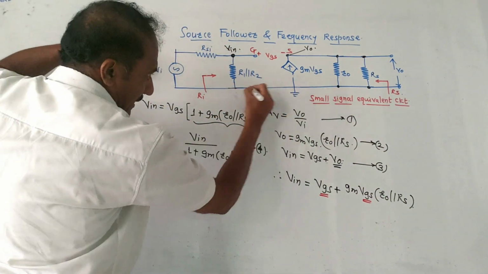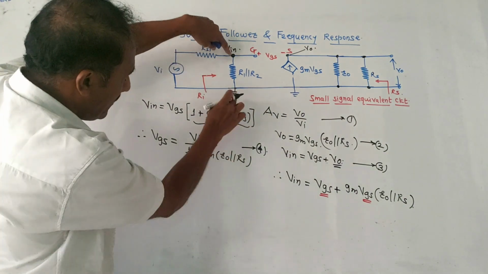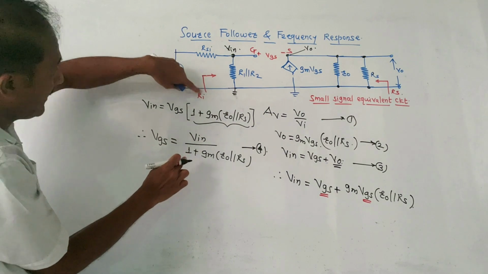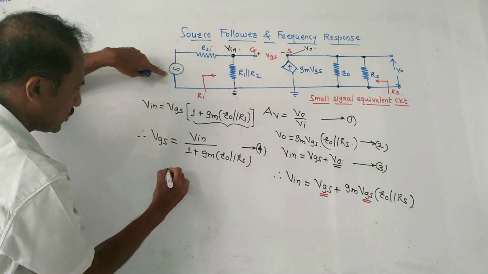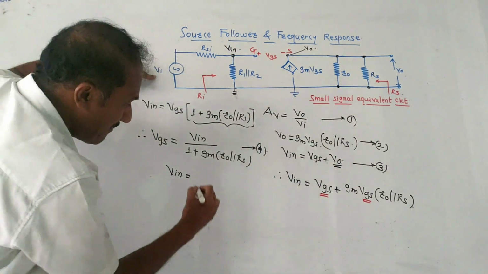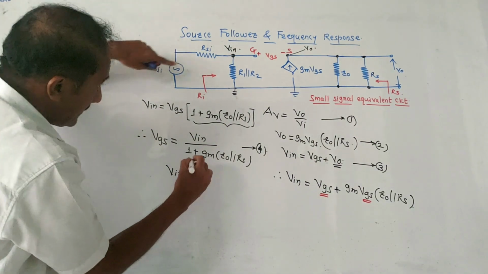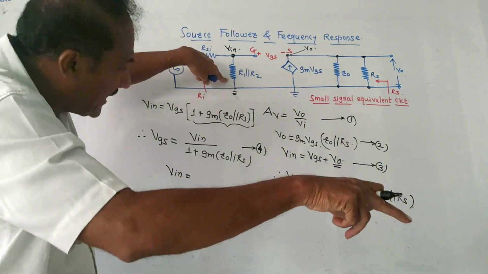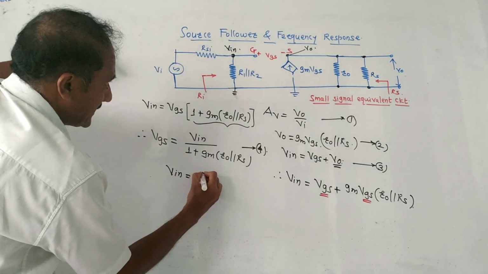ये पूरा ground terminal है तो यहाँ पे ground है. V in will be voltage drop across this, means V in will be voltage drop across RI. Supply voltage is VI, so I can write the equation as V in is equals to, what is the formula? Formula is this: V in is across this resistor. तो जिस resistor के across calculate करना है वो resistor पहले लिखना है.